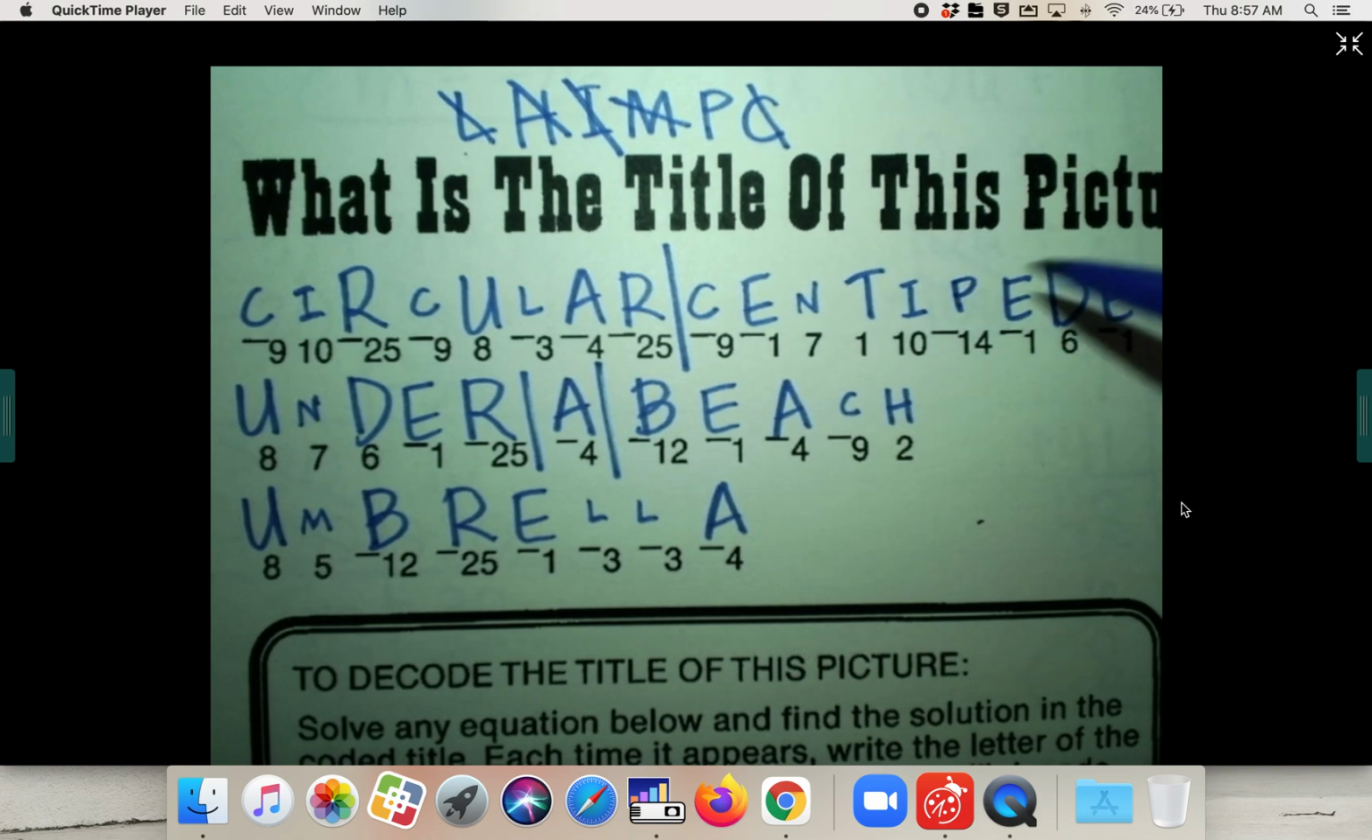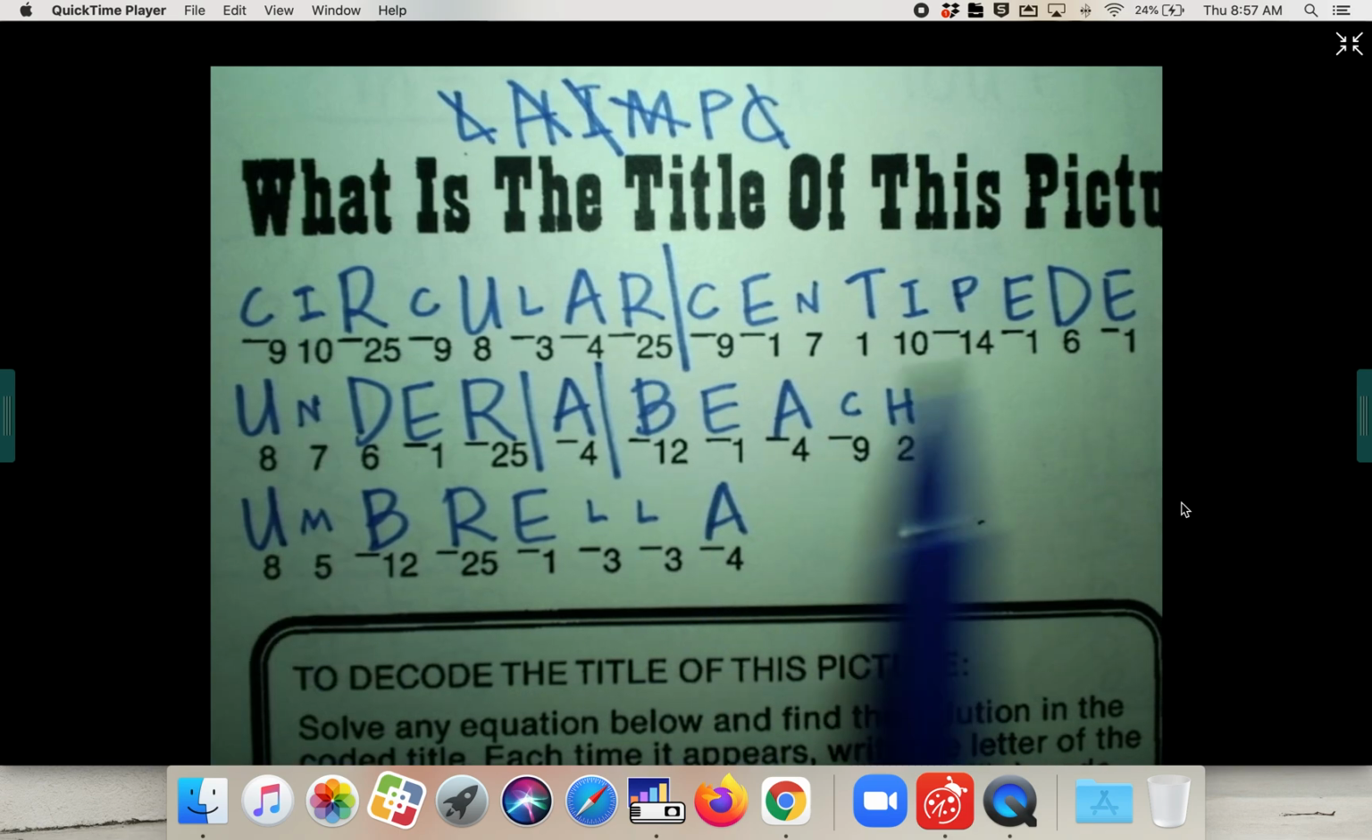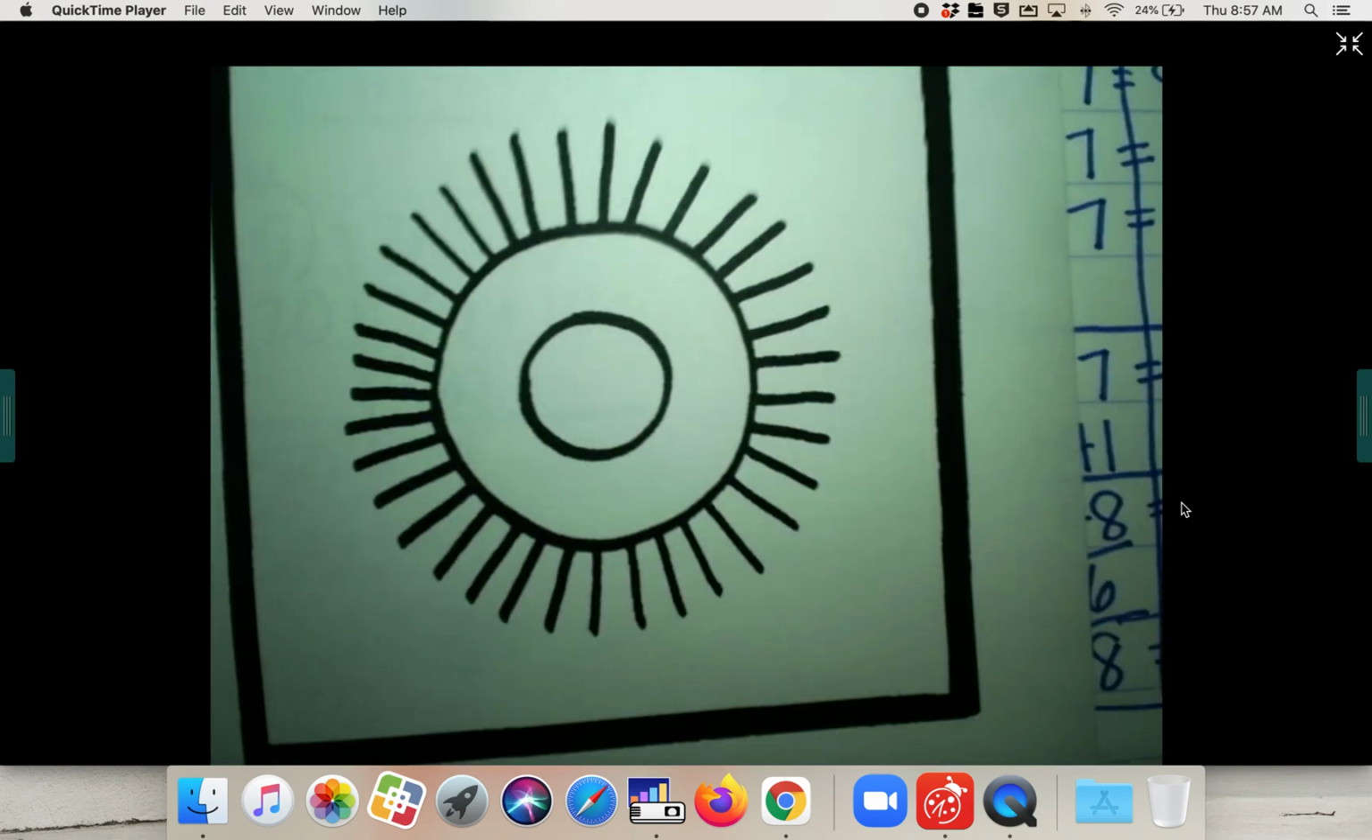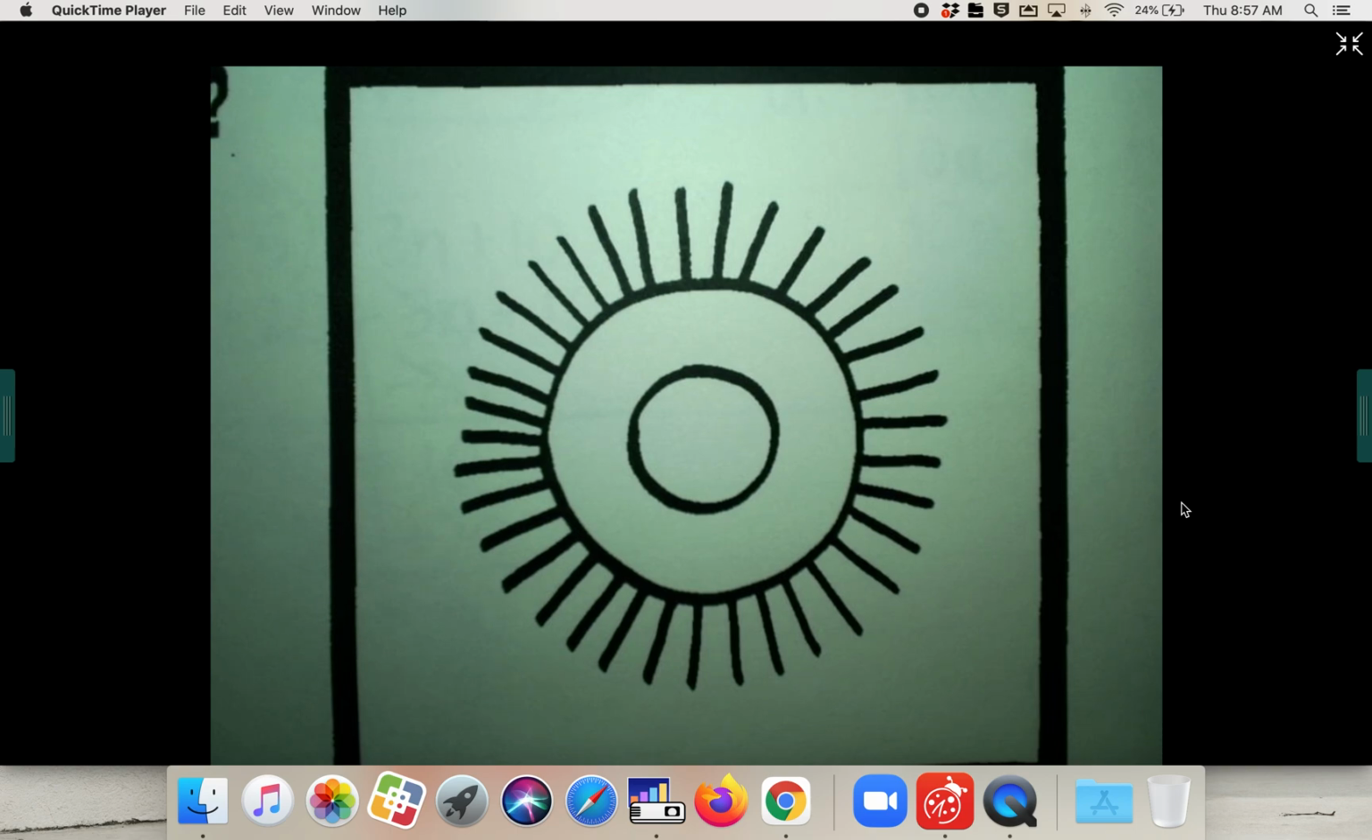I think you're right with centipede because it's circular. So we've solved it. Circular centipede under a beach umbrella. Oh my God. Circular centipede under a beach umbrella. That's on Tristan. Very good.